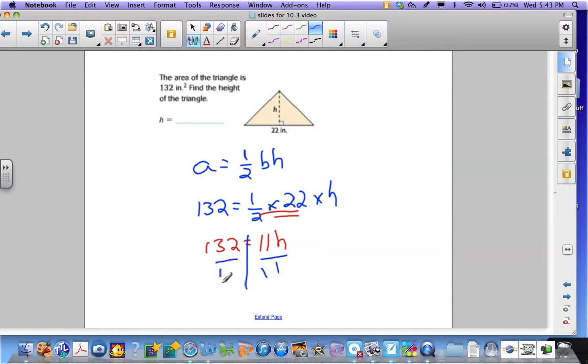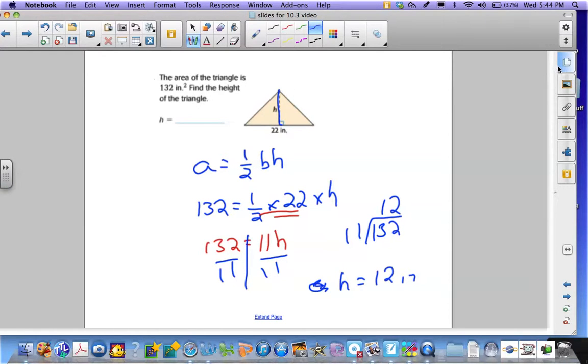We're going to divide both sides by 11. 132 divided by 11 is 12. So the height of this triangle is 12 inches. Okay, and it's not squared because we're only talking about the height. It's the distance from the base to the top of the triangle.